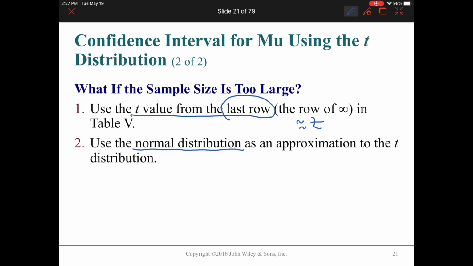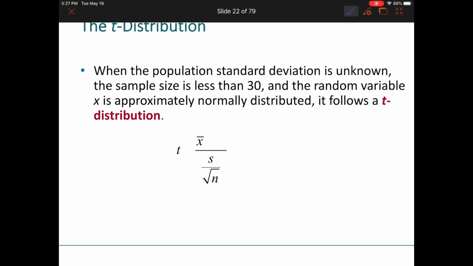So anyway, use the t-value from the last row, which is basically approximately z. And that basically is the normal distribution as the approximation. And that's when you get a very large value, such as in the hundreds or thousands. We'll try to avoid doing that.